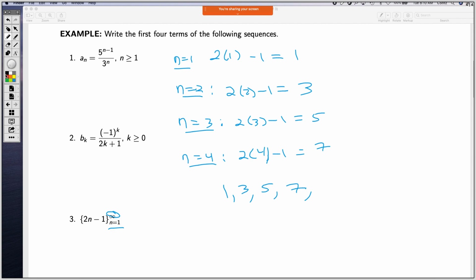So, you could have different looking formulas generate the same list of numbers. So these are the same numbers we had in the denominator of number 2, but because of where the k started, we're using a different formula. So that's something that we're going to talk about here in a little bit.